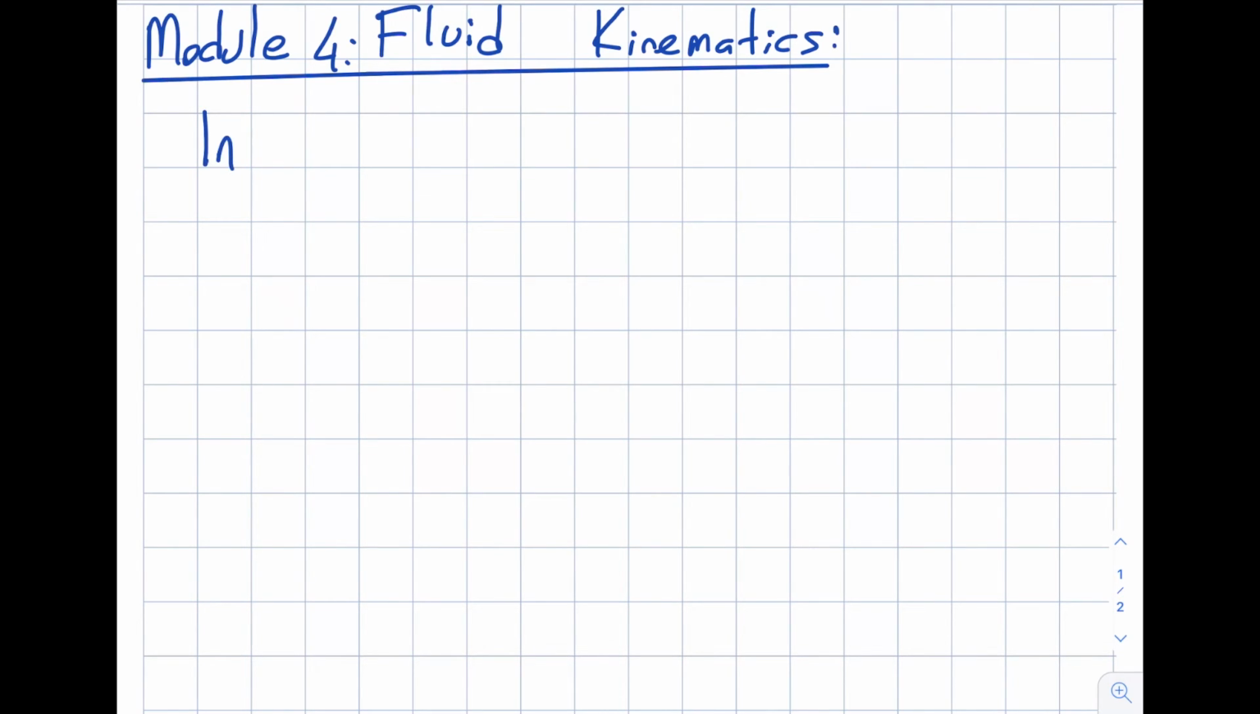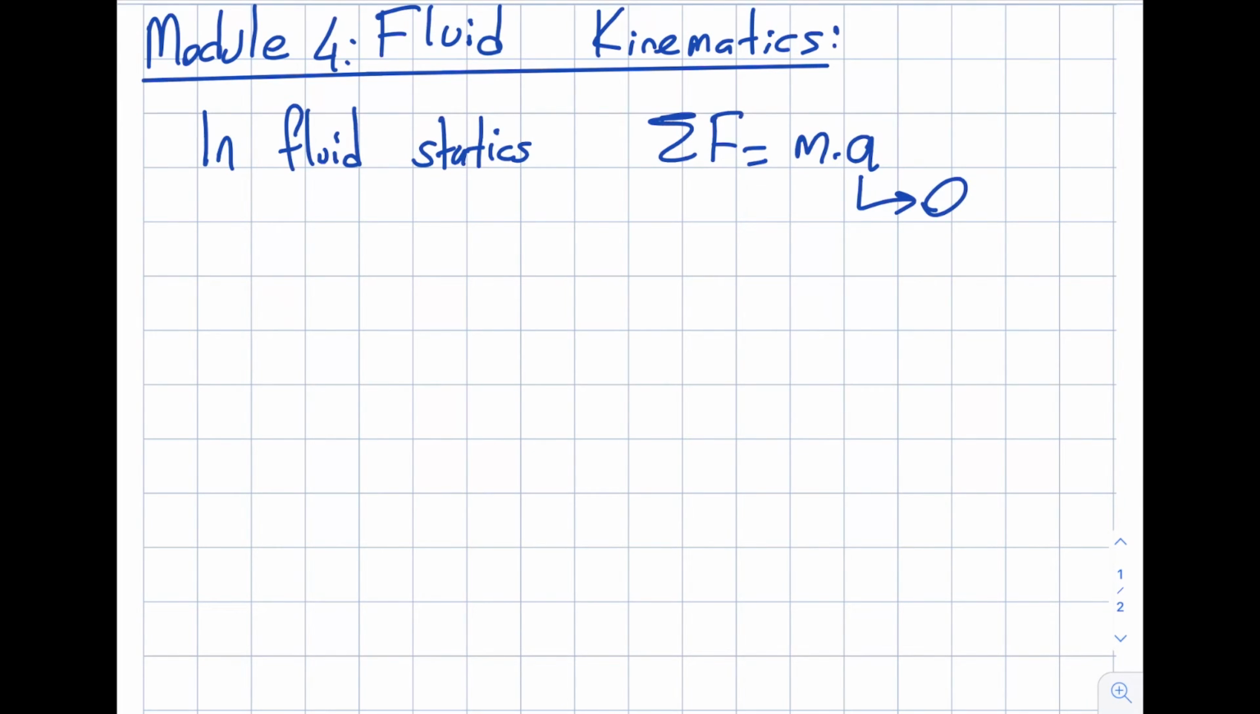In statics, this is what we did. We sum up the forces, if you remember, and I call this ma, right? Everybody knows this part. I said this a is equal to 0, so this whole summation turned out to be 0. Let's analyze your house.